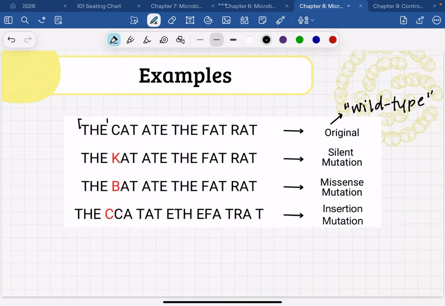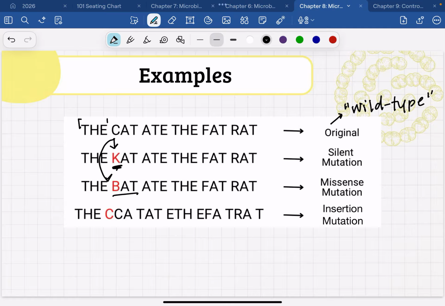Sure. Now, in a silent mutation, if we changed this first letter here, what was originally a C, and we change it to a K, we changed the sentence. I changed a letter. But when you read that out loud, how would you read that second word out loud? Cat. It's the same thing. If you were reading that out loud, you'd still say the cat ate the fat rat. So even though I changed the spelling, I changed the DNA, the end result of me saying it out loud is still the same. However, in a missense mutation, if you change the C to a B, now you've completely changed the meaning. Because when I say this out loud, I'm talking about a bat eating a rat, not a cat. Okay, those are 2 different things. So changing one letter changed the sentence.